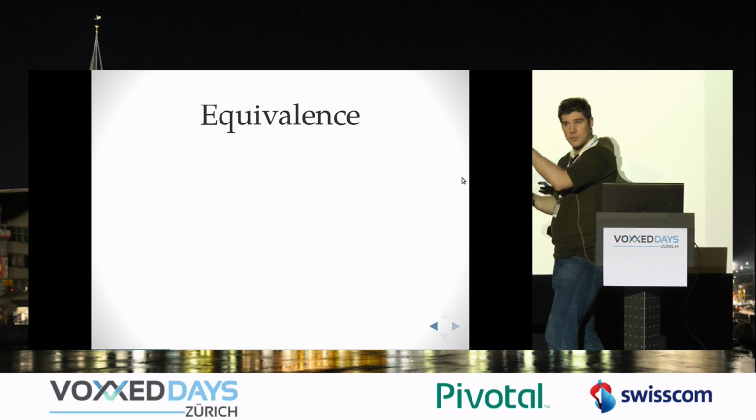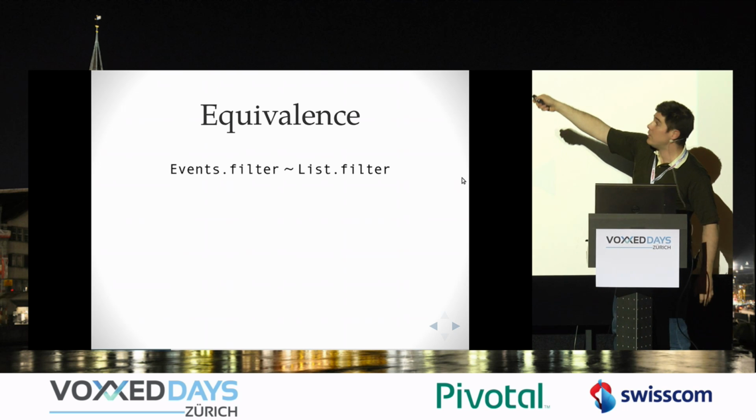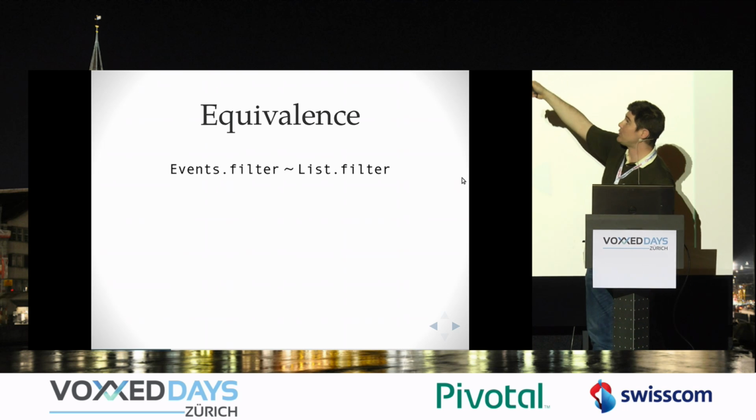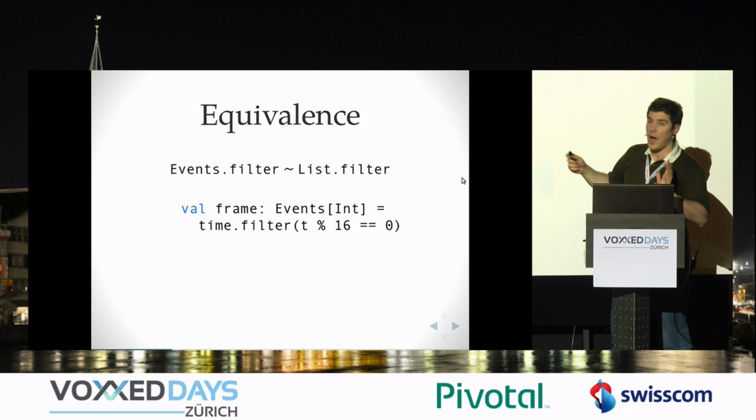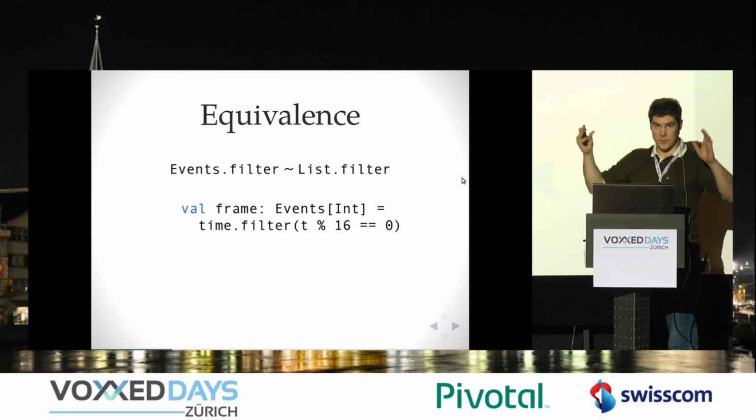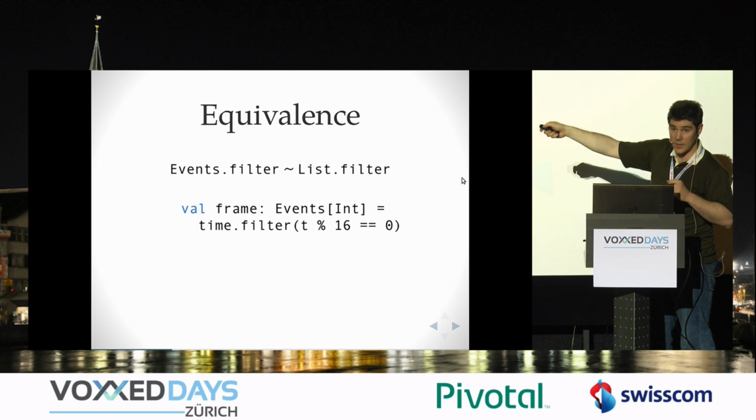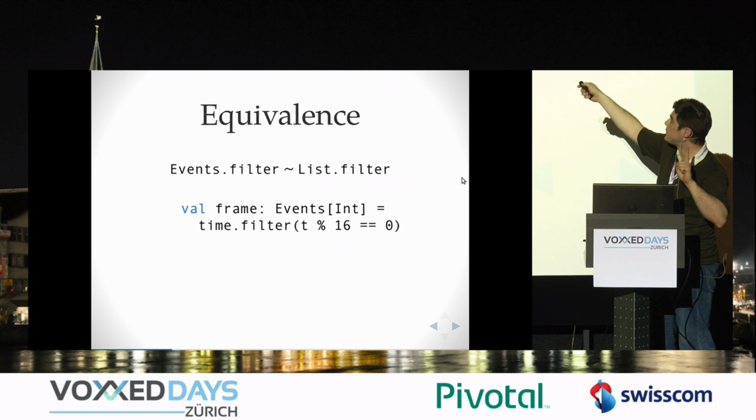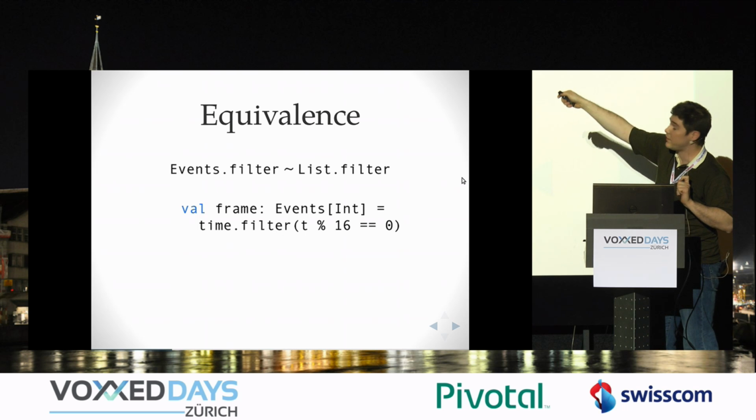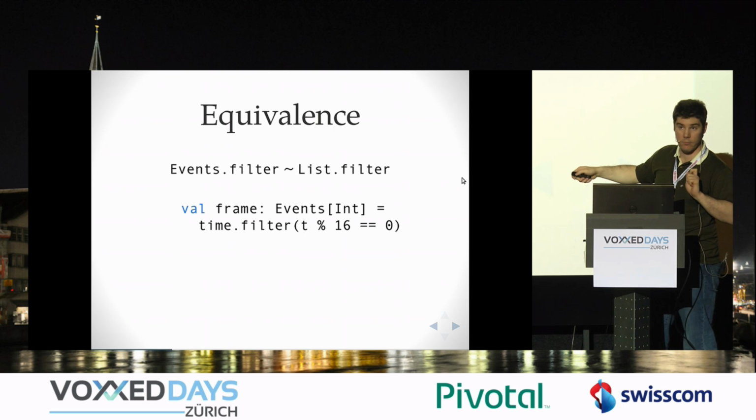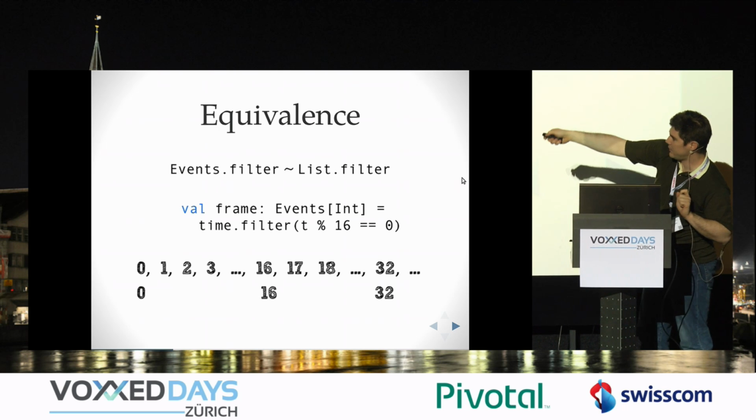But this equivalence doesn't stop there, because you can also define filter on the event stream in much the same way as you define it on a list. You just imagine that your events are a sequence of elements in time. If I have time, which ticks at every 1 millisecond, and I filter this and take only every 16th tick, then I'll get a new event stream, which is called frame. So graphically, it looks like this.